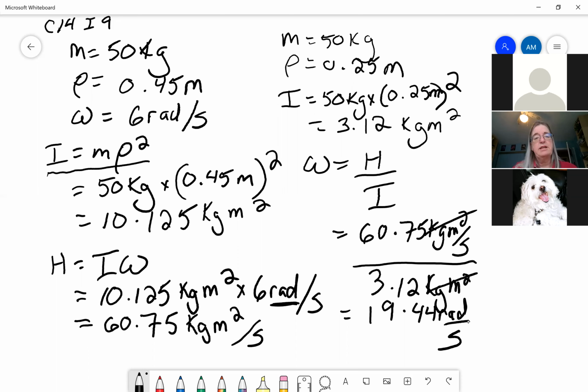And in fact, if you had not even known what the mass was and just put in m here, you would have ended up with 0.45 squared times 6 times m. And then when you came over here, you would have had 0.25 squared underneath times m, and the m's would have canceled. So the m doesn't play a role because it didn't change. But if you have it in the top part, you have to have it in the bottom part. Right. Okay. Yes, I see that. Any other questions on this one?